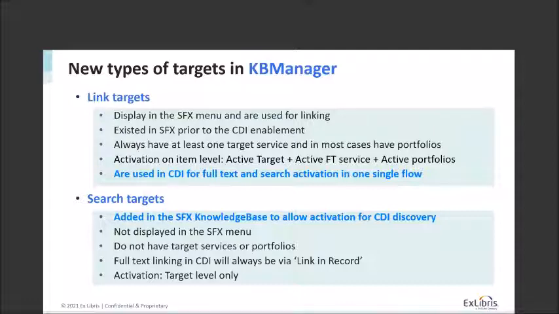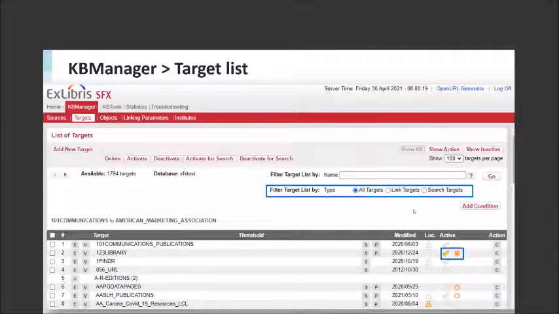So if we look back in the KB Manager, when you are CDI enabled, the filter type will by default be all targets, so you'll see all of them. But if you wanted to just do full text activation, you're not interested in CDI, and you want to have a shorter list, you can filter it by link targets. If on the other hand you say, well, I want to look at the targets that are only available for CDI, they're not important for linking, you can use this search targets filter. By default, it's set to all.